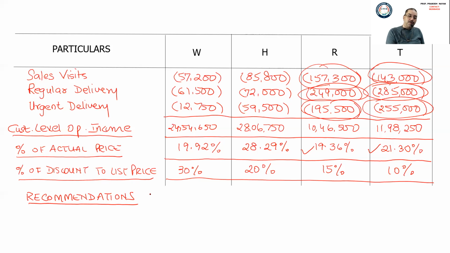Okay. So write on the first one. First recommendation. Right now. The CEO should reduce the discount allowed to customer W.